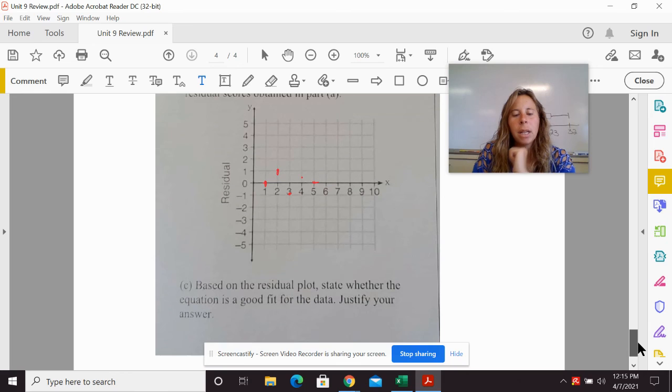And then C, based on the residual plot, state whether the equation is a good fit for the data, justify your answer. So what do you think? I would say that's pretty good. They have 2 that are exactly on the line. They have 2 above, 1 below. That's pretty good. So I would say yes. If you want to say no and justify it, you can do that. But this is a pretty good fit for the data.